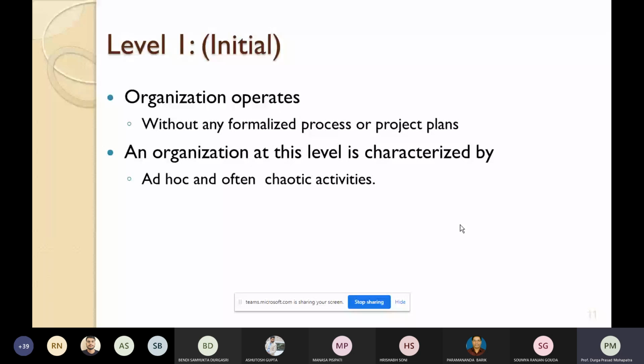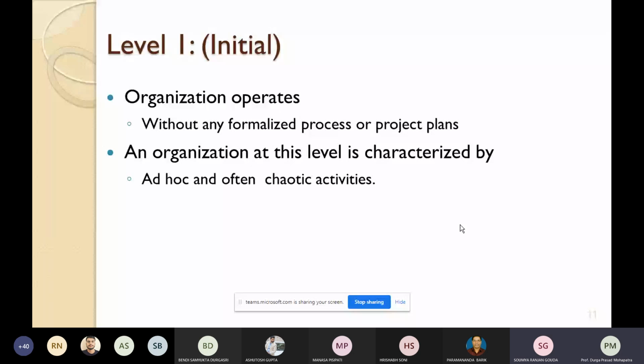Then level 5 KPI, we have already known. Level 5 stands for continuous improvement. So here, if at level 4 you can prevent the commonly occurring defects, if you can adopt technology change management, if you can adopt process change management, then you can go for the next level, that is level 5.